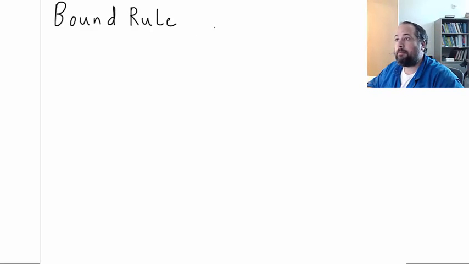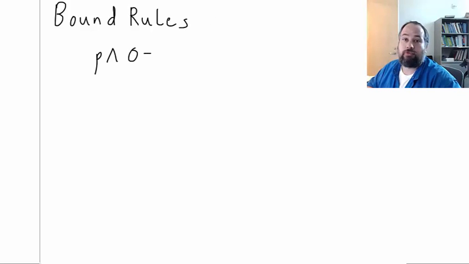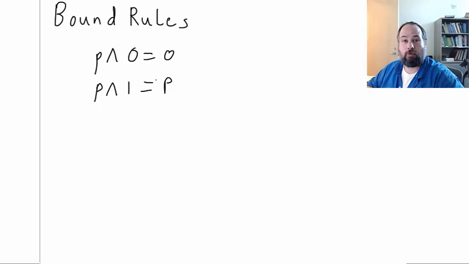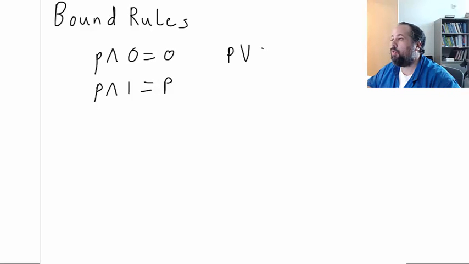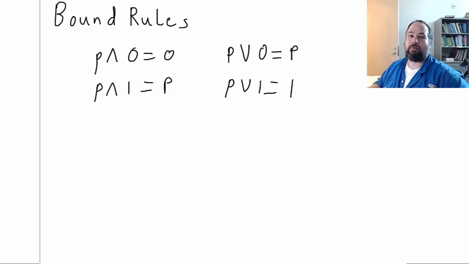If you recall, the bound rule: P and 0 equals 0. P and 1 equals P, right? So if P is 1, the result will be 1. If P is 0, the result will be 0. And P or 0 equals P, and P or 1 equals 1. Doesn't matter what P is, the output's 1. So that's our bound rule.